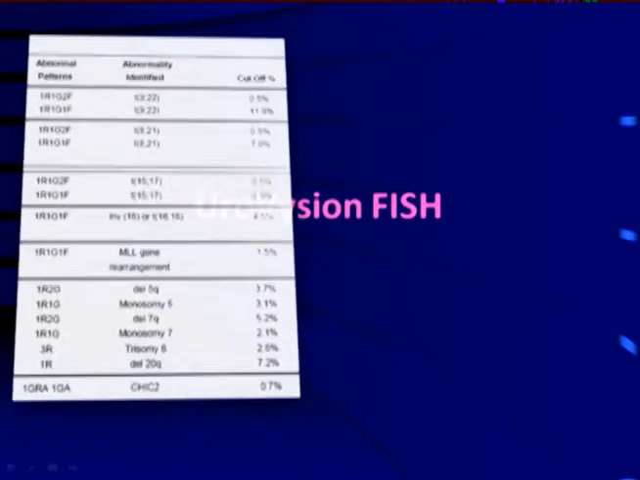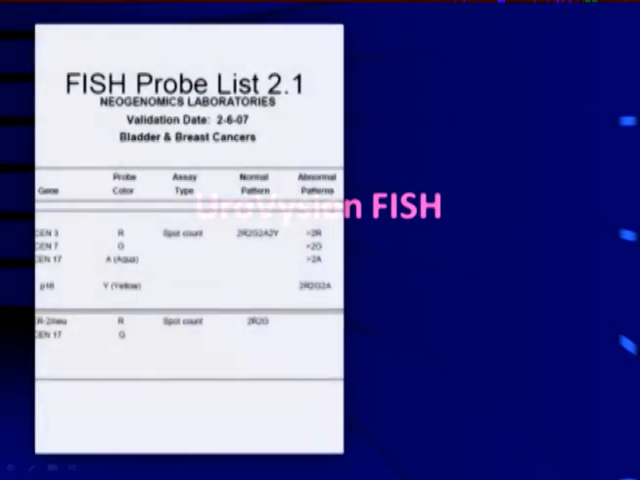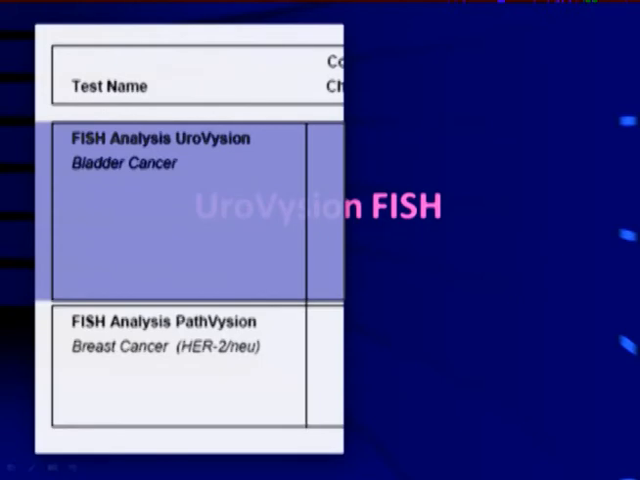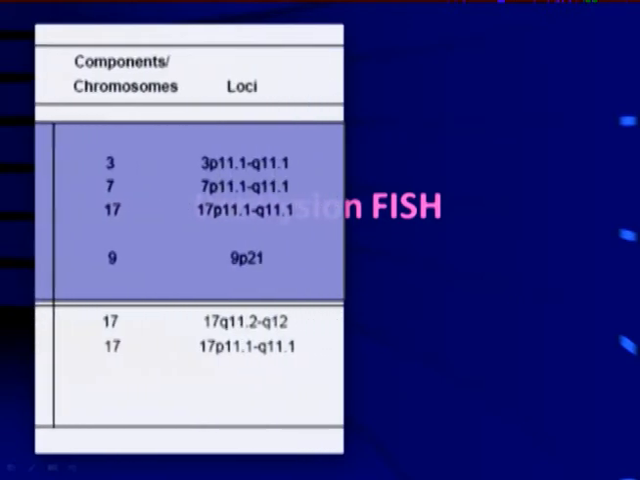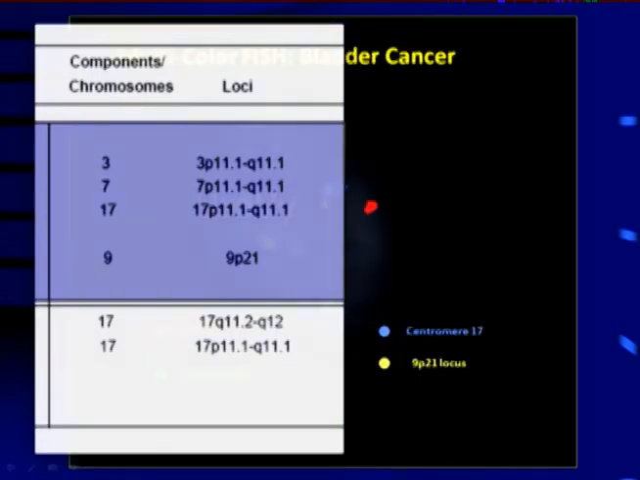Okay, let's talk about UroVysion. If you turn to page 7, you can see that on your FISH probe list, at the top of that column, there's UroVysion and there's PathVysion. We just talked about PathVysion in the first module. UroVysion has 4 chromosome components very similar to the MDS panel. In this case, it's chromosomes 3, 7, 17, and 9.